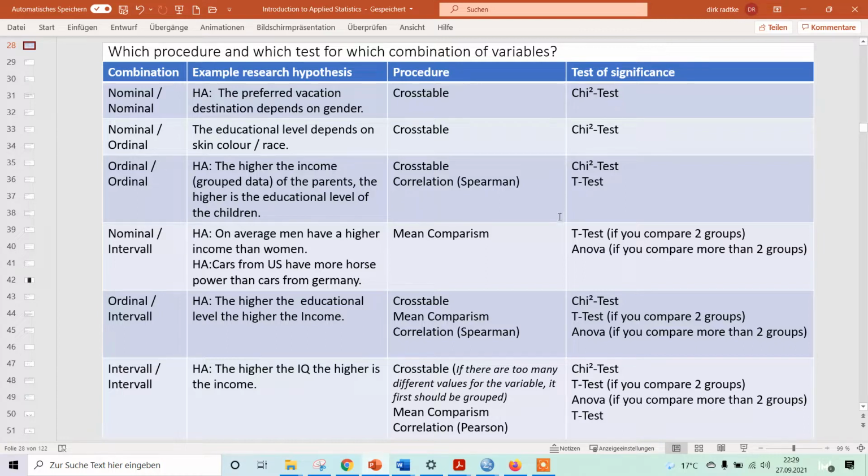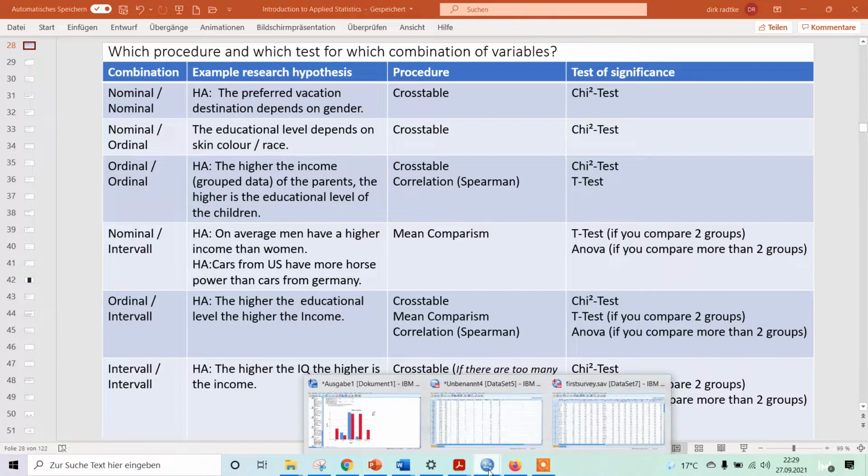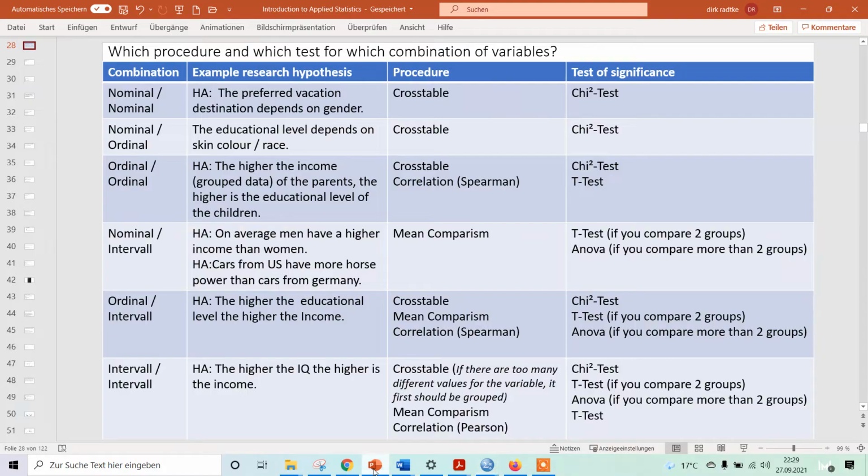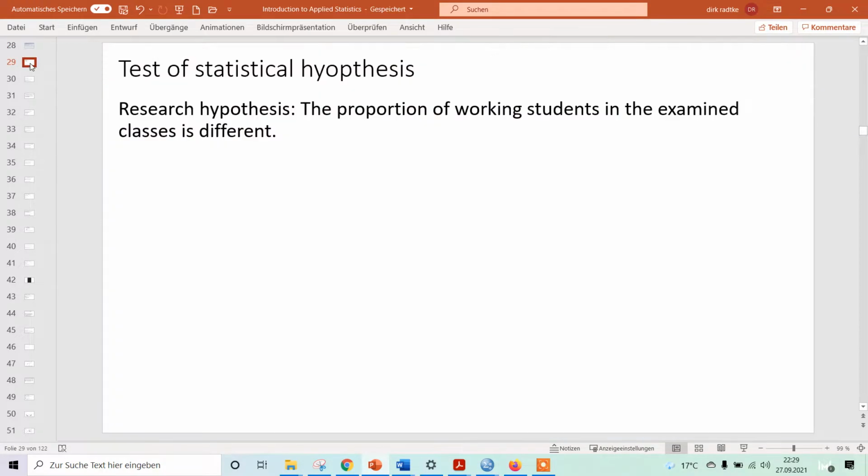So let's do that with our dataset first survey. And here we have the dataset. Let's say we want to examine, is there a relationship between the variable class and the variable work? So our research hypothesis could, for example, be that the proportion of working students in the examined classes is different. The null hypothesis then obviously would be there is no difference in the proportion of working students in the examined classes, and we will do that now with a cross table.